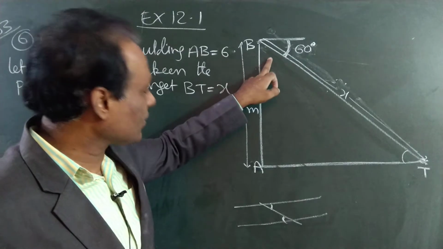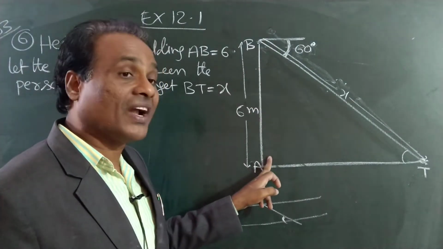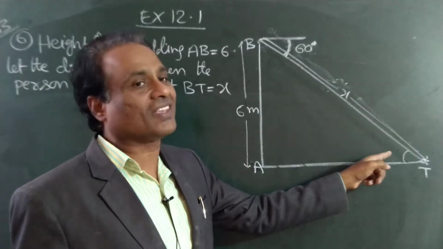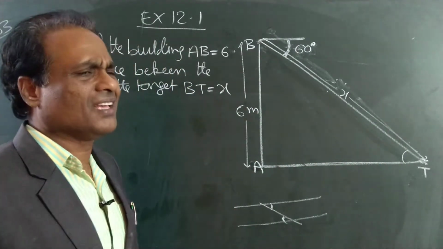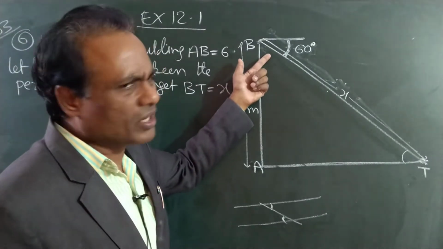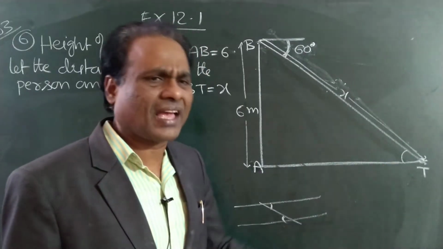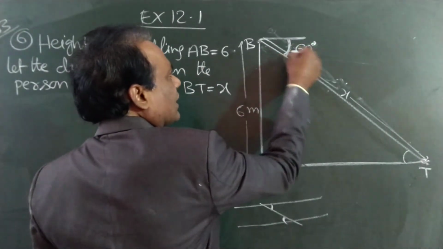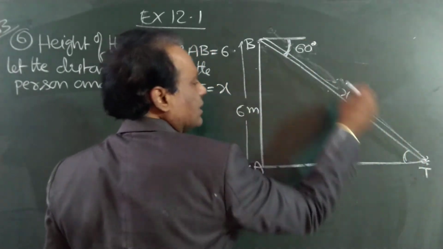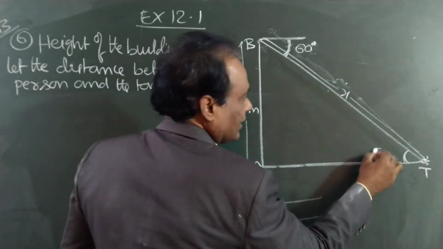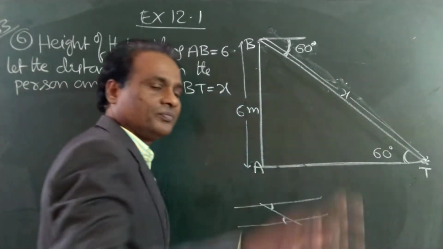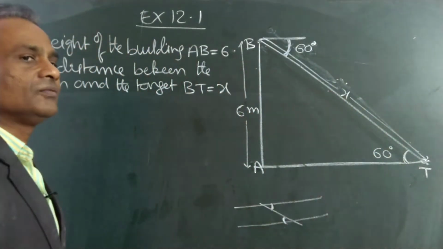If this is 30, then 30 plus 90 is 120, and the remaining angle will be 60, because the sum of three angles is 180 degrees. Anyway, you can find this angle and proceed, or directly write this angle, because these are alternate angles. Alternate angles are equal. If this is 60, this is also 60.